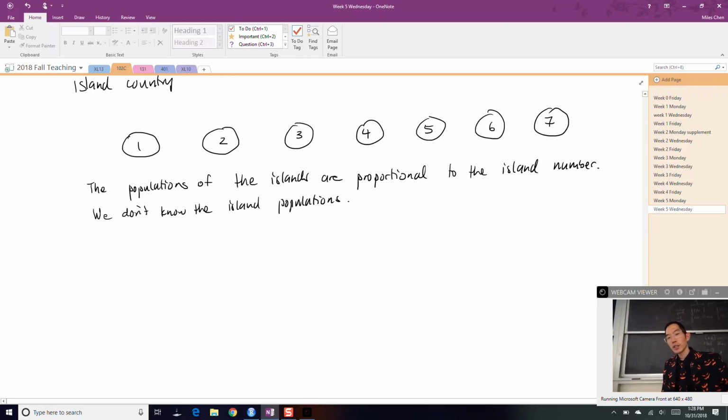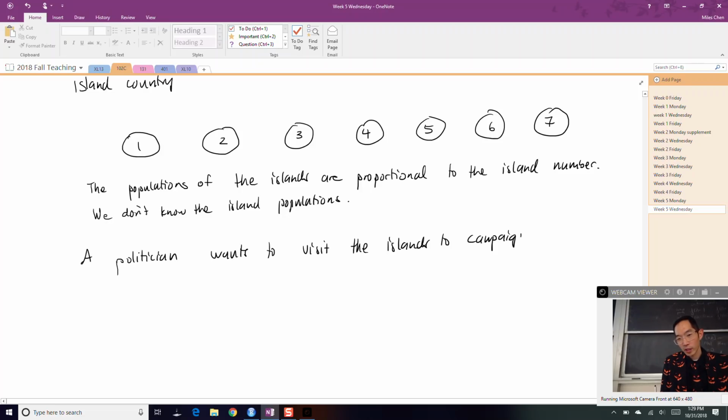Then there's a politician who's campaigning, and he wants to visit the islands in proportion to their population. He wants to visit the heavily populated islands more and the smaller populated islands less. But he doesn't even know that the populations are proportional to the island number. He wants to visit the islands to campaign with a rate relative to the island's population.